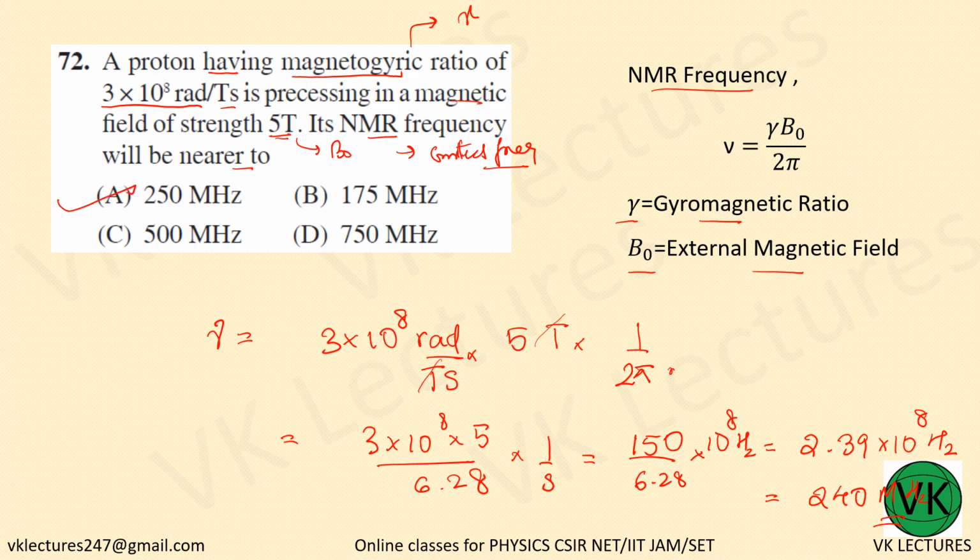So this is the formula. Please remember this formula from this question. Nu is equal to gamma B naught by 2 pi. Gamma is gyromagnetic ratio, B naught is the external magnetic field.